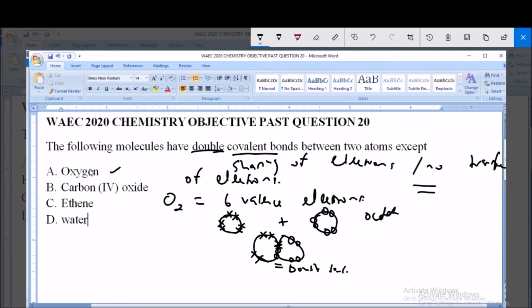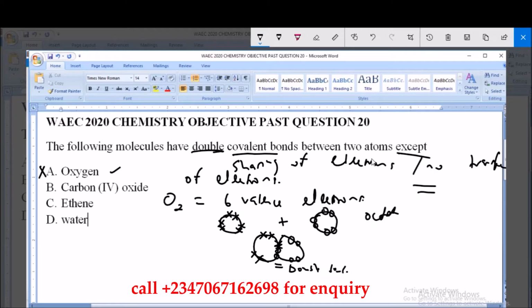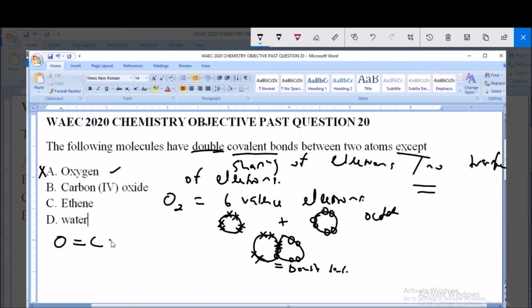So this possesses a double bond and cannot be the answer to this question, because we are asked which does not possess a double bond. Now, option B, which is carbon 4 oxide, is something like this. You have one carbon atom combining with 2 oxygen atoms. So of course each oxygen atom will have 6 valence electrons, and the carbon atom has 4 valence electrons. So the structure that will be formed looks something like this.